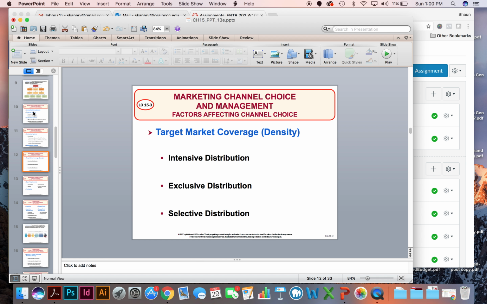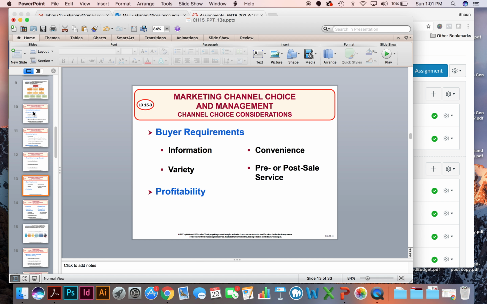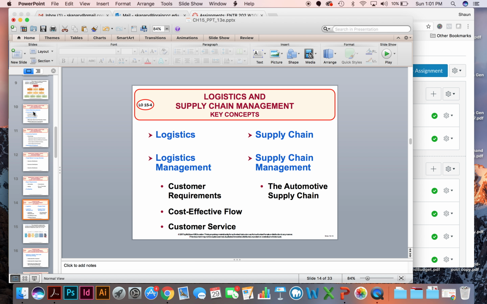So when we talk about marketing channel choice and management, some of the factors that affect the channel choice, we have to keep in mind density. Target market coverage is an important thing to keep in mind, because depending on the density of the target market, some of the distribution methods that you might use are intensive, exclusive, or selective based off of that density. Some of the buyer requirements with channel choices are things to keep in mind: information based, variety based, convenience based, or pre and post sale service. Profitability is an important consideration when choosing channels for marketing as well.